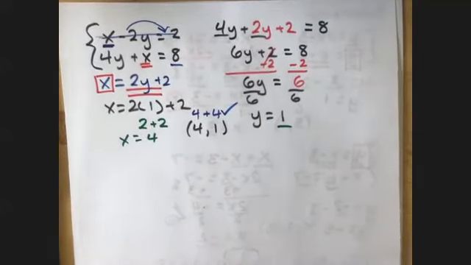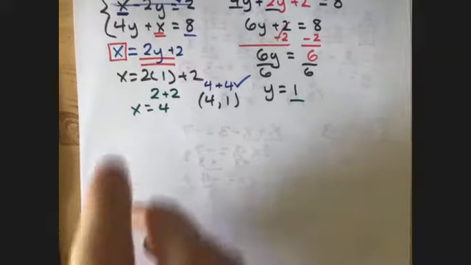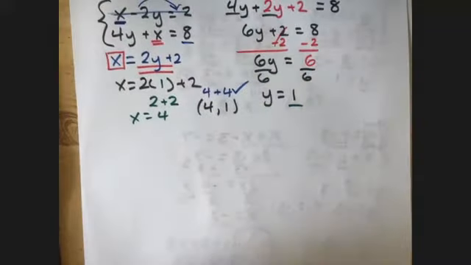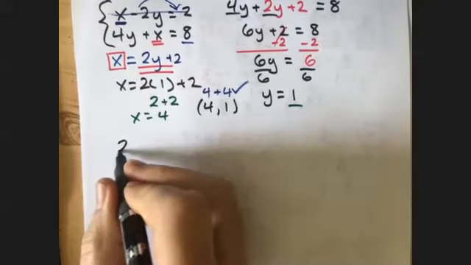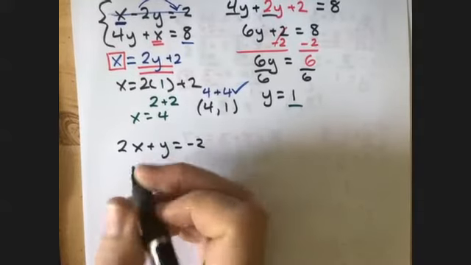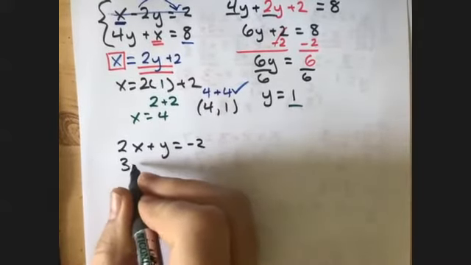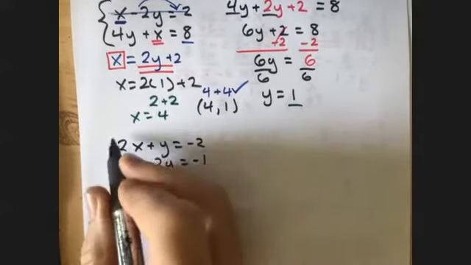Ooh, that almost rhymes. One more. This is the level 3. It combines isolating and plugging in where you have to distribute. Here's your level 3. It's magical. 2x plus y equals negative 2, and 3x plus 2y equals negative 1.